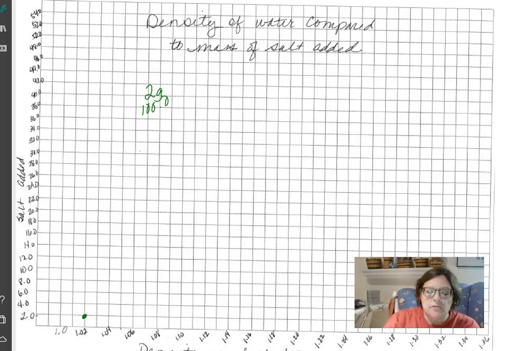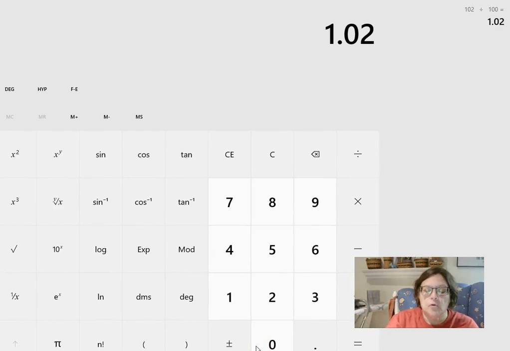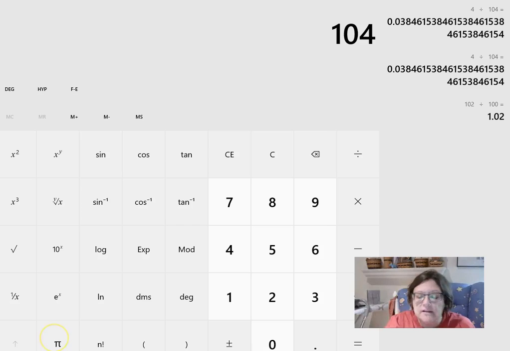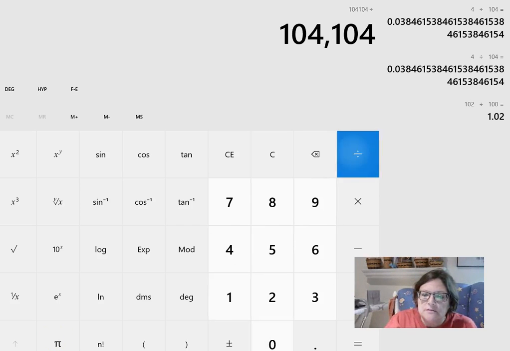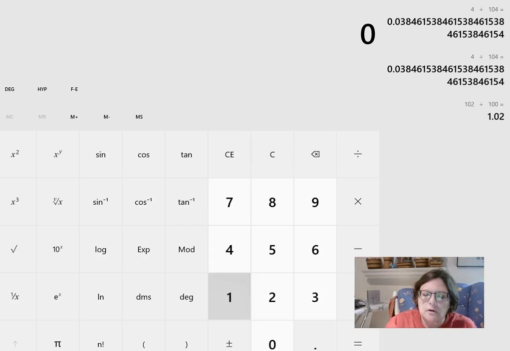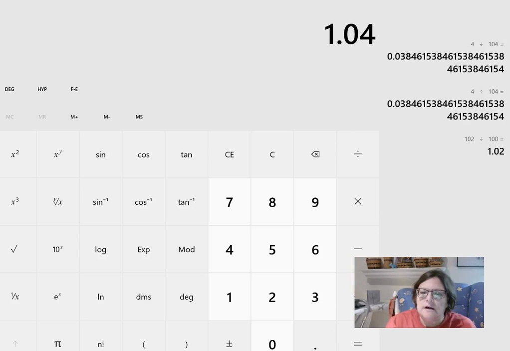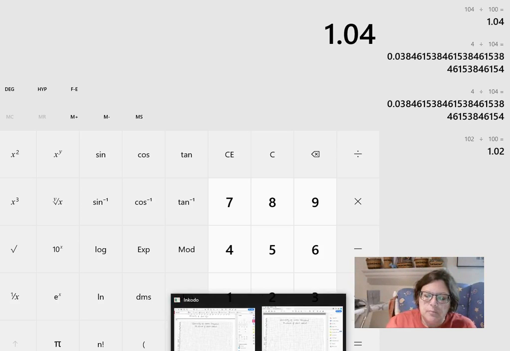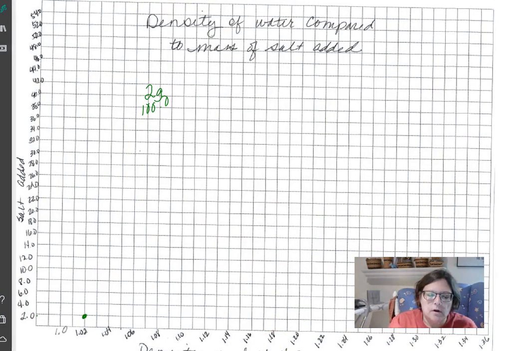So our mass of salt was 2, and our density is 1.02. For the next one, we had 4 grams added to 100 grams of water. That total is 104 grams. 104 grams divided by 100 gives us 1.04. So back on our chart, 4 grams, 1.04. 6 grams should be about 1.06.